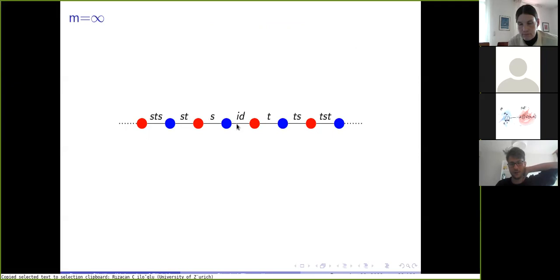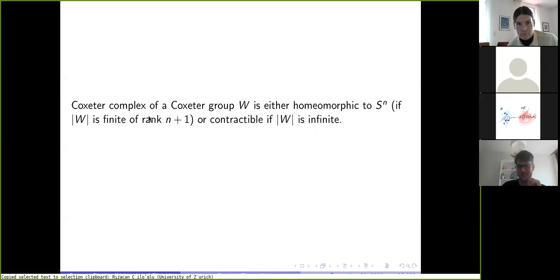And this turns out not to be an accident: the previous thing was homeomorphic to S1, and this is contractible. And this is really surprising to me. I have no idea why it happens, but a Coxeter complex of a Coxeter group W is either homeomorphic to Sn if it's finite and of rank n plus one, or if it's infinite, it's contractible. And yeah, I have no idea why this happens, but it's really nice that it happens.